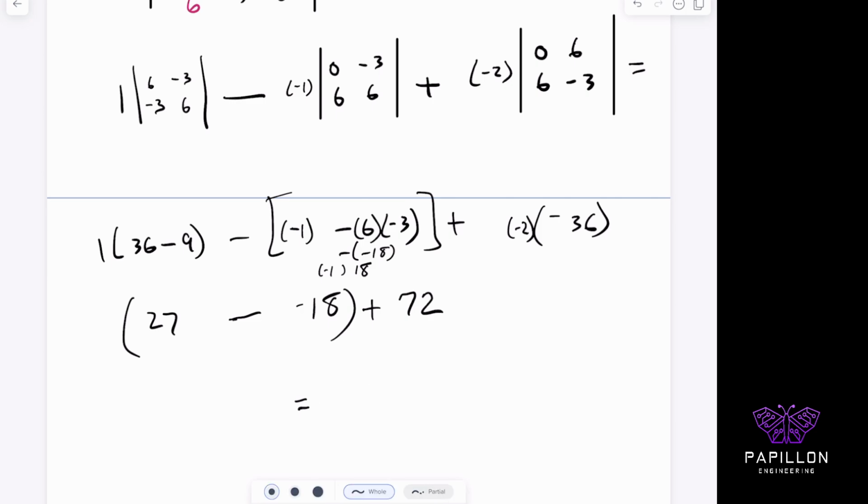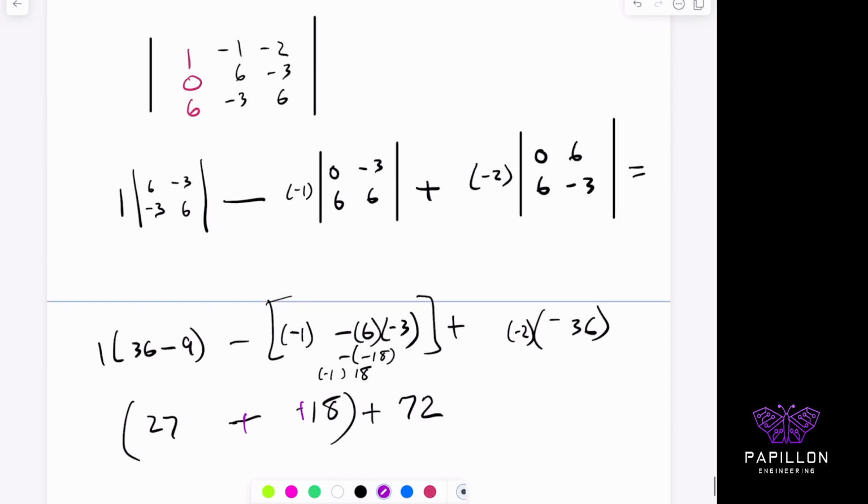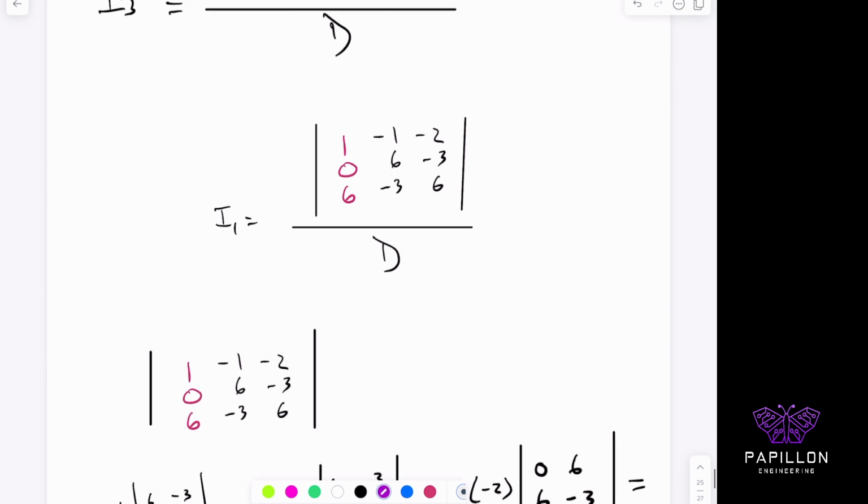So if we did that, then this becomes plus a positive with the algebra. So then we're going to be left with 27 plus 18 plus 72, and we get back 117. So if we wanted to solve this problem, it's going to look like this.